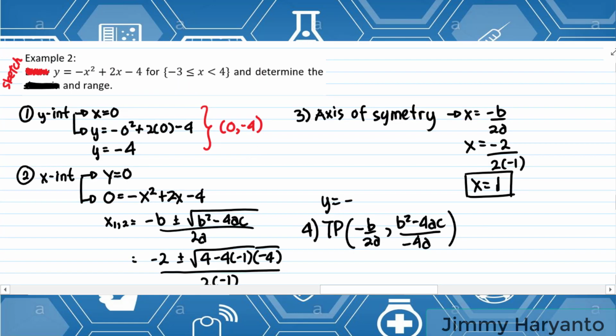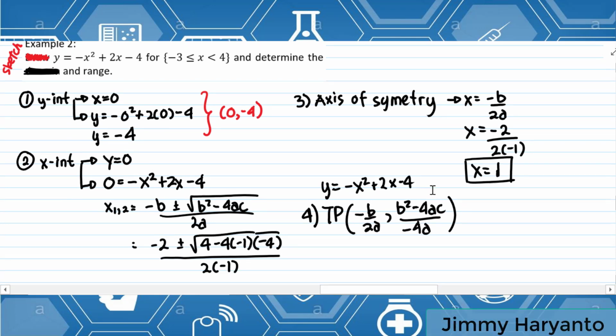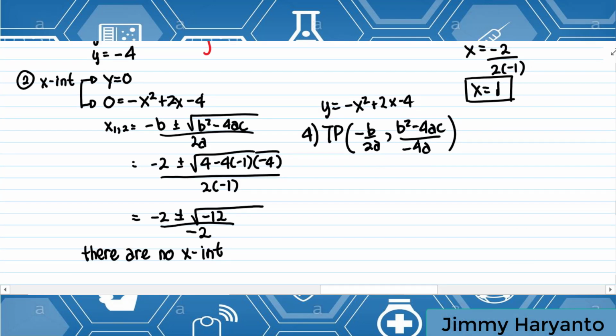y equals negative x squared plus 2x minus 4. That means a equals negative 1, b equals 2, c equals negative 4. Negative b over 2a we already calculated, it's 1. So I can write 1 for negative b over 2a.